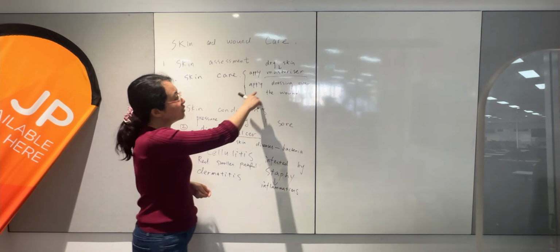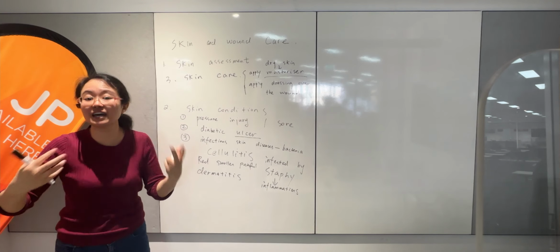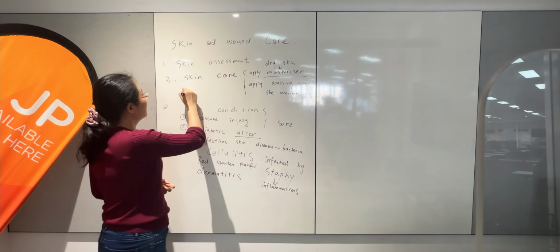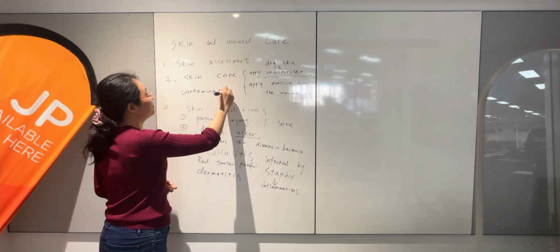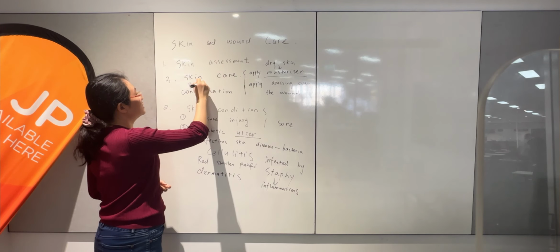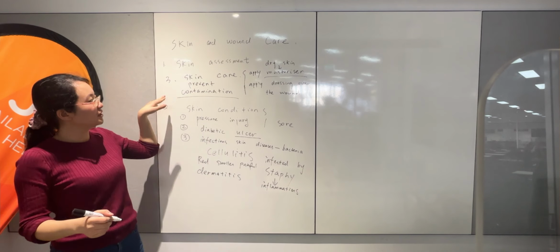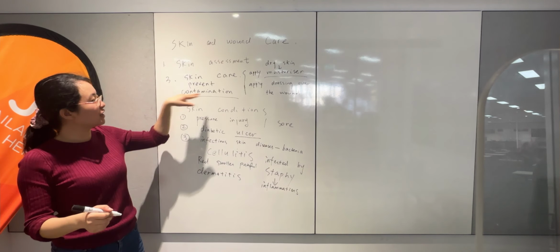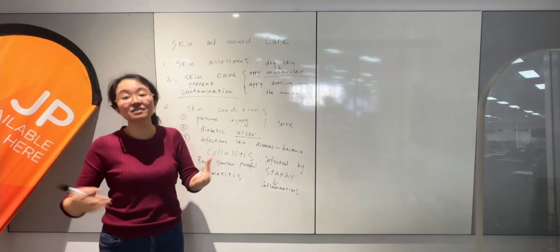If you don't apply a dressing, the wound will be exposed to the air and then it can be contaminated. Do you know this word? Contamination. So prevent contamination. Try to learn how to pronounce this word. Contamination means the wound gets dirty by something in the environment.